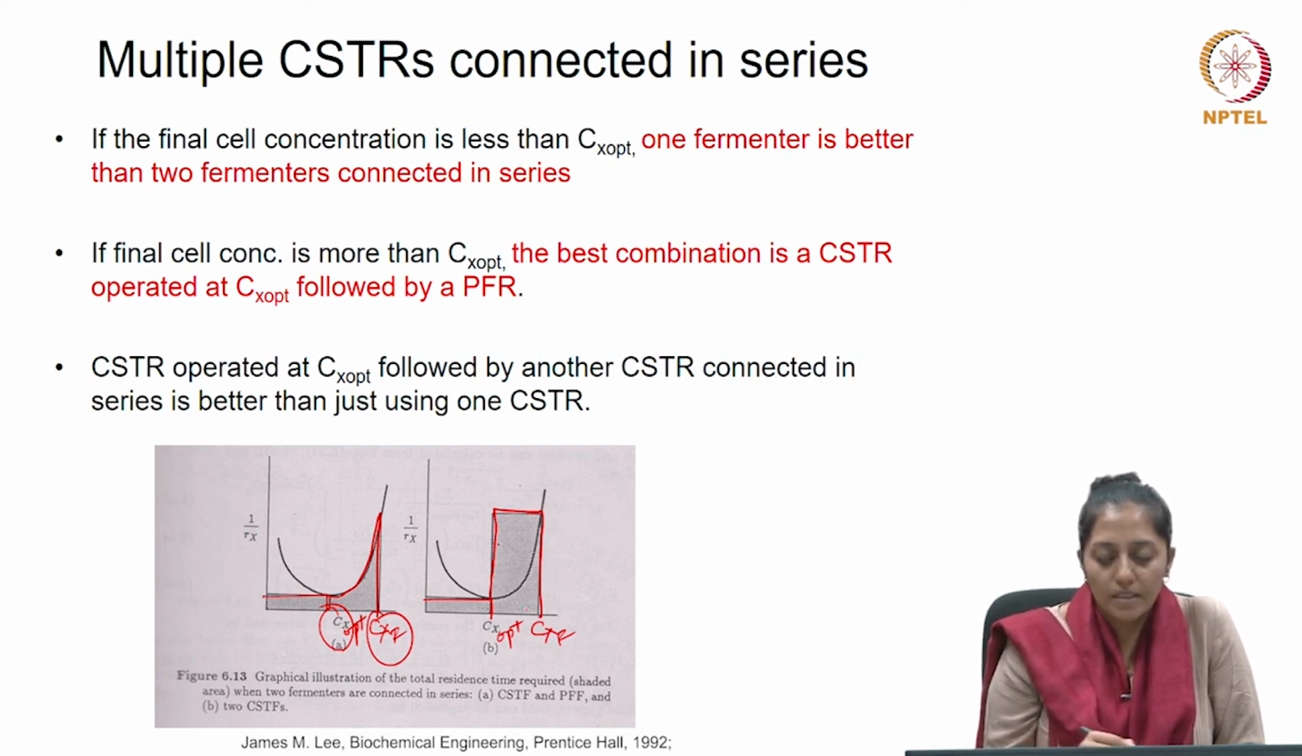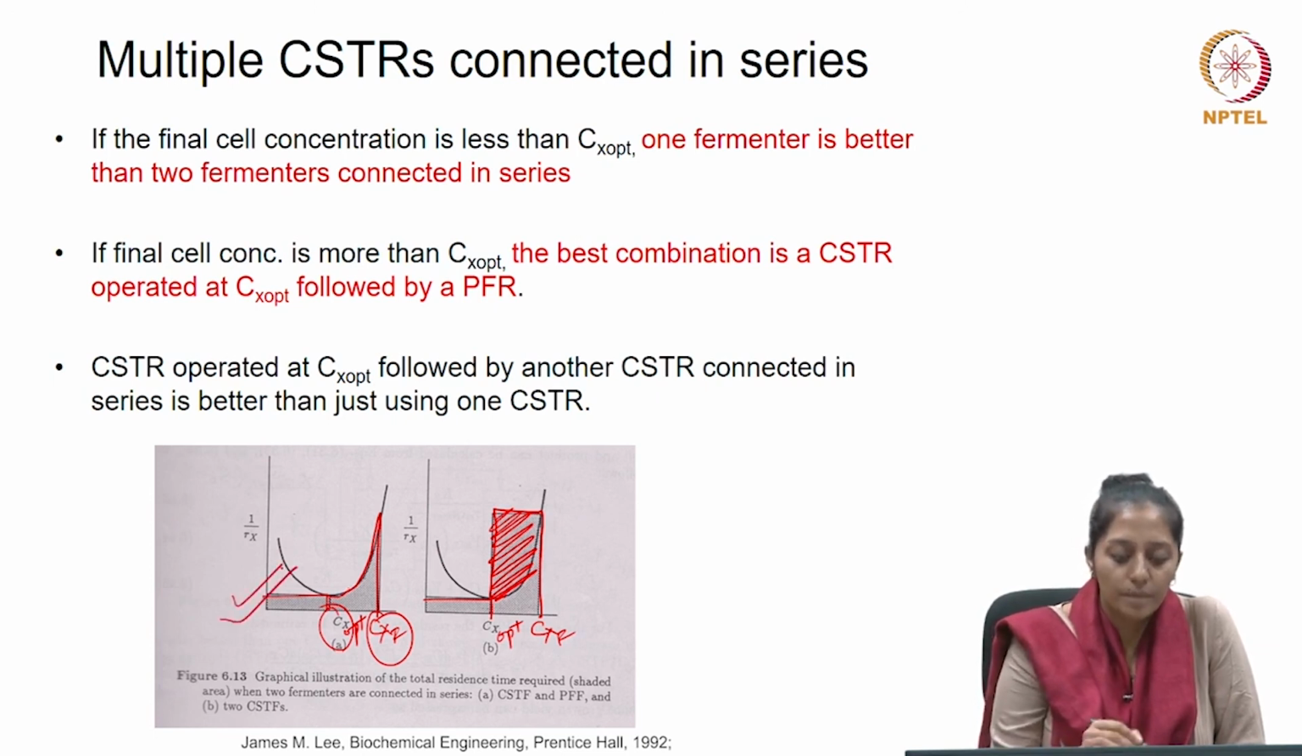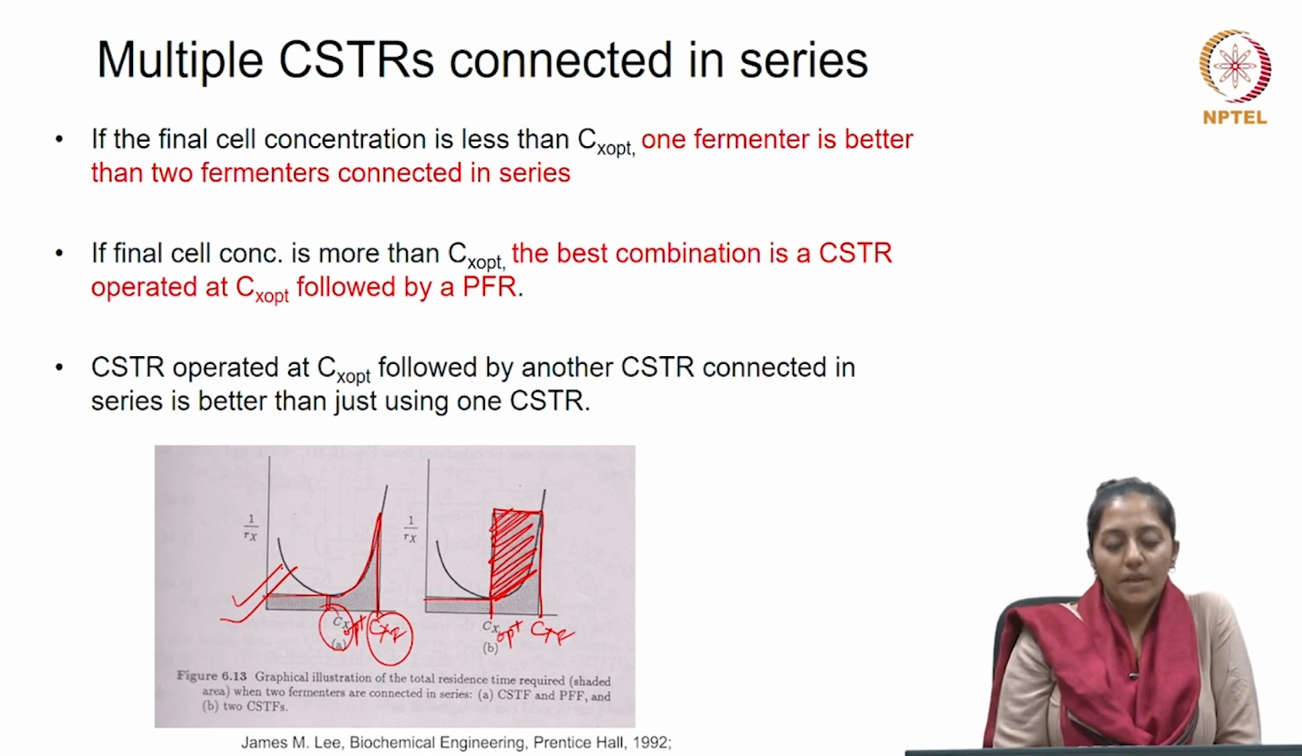So, I hope you can easily make out that the residence time when two CSTRs are connected is much more than the residence time when a CSTR is connected with a PFR, and when this total time increases, your productivity would reduce. So, therefore, the best is to use the first combination, where we run one CSTR at Cx optima followed by a PFR to get the final biomass.